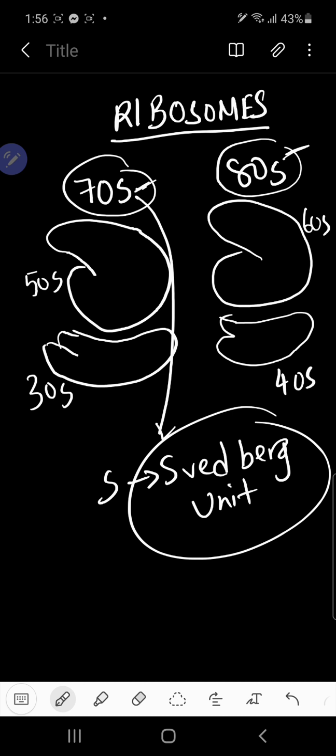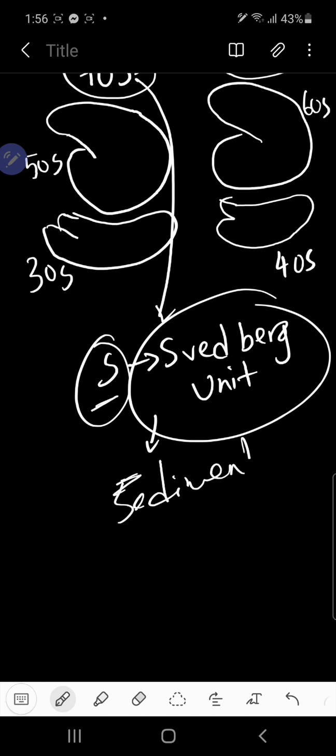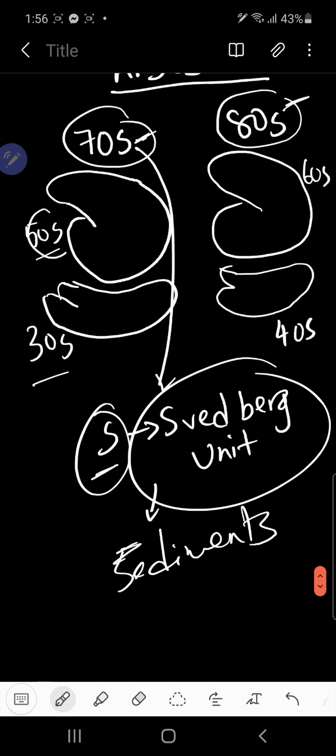So this S stands for Svedberg unit. This Svedberg unit actually refers to the time taken for sediment to form in a very high speed centrifuge. At a very high speed centrifuge, the time taken for sediments to form is what S actually stands for, and this is the Svedberg unit. Based on the formation of these sediments, we denote these S values.